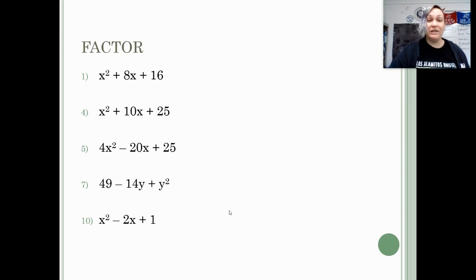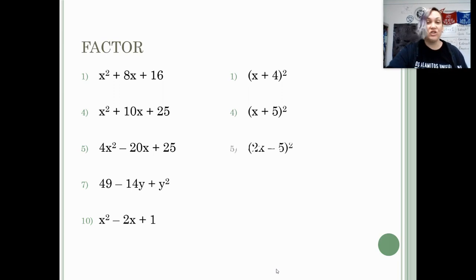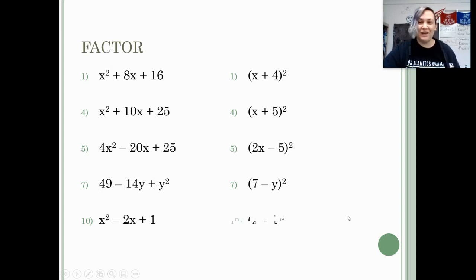Okay, let's see how we did. For the first one, I got x plus 4 squared. For number 4, which was our next yes, I got x plus 5 squared. Number 5, I got 2x minus 5 squared. This time it was a minus because my middle term was being subtracted. For number 7, I got 7 minus y squared. Notice that I kept the order the same. If we started with the 49, I did start with the 7. And for that last one, number 10, I got x minus 1 squared.